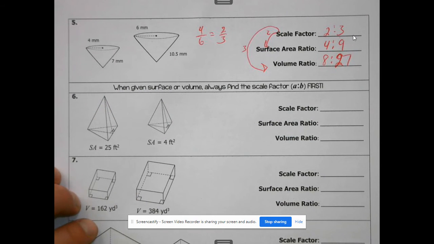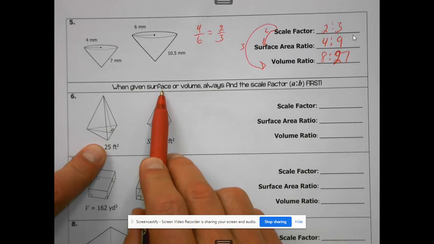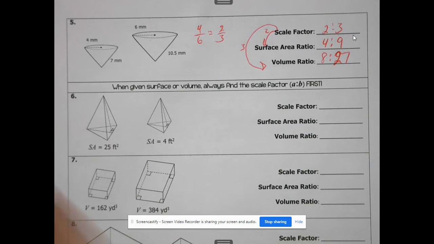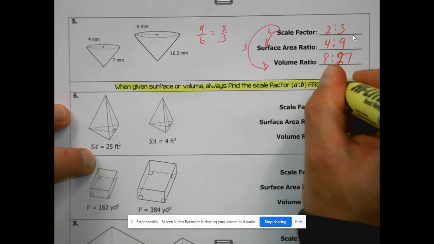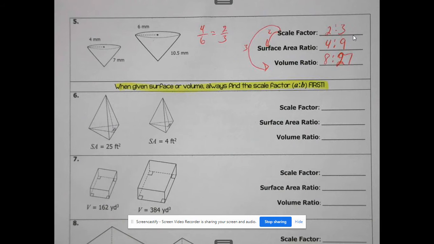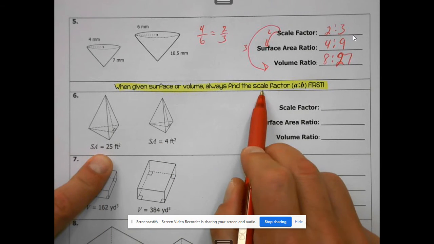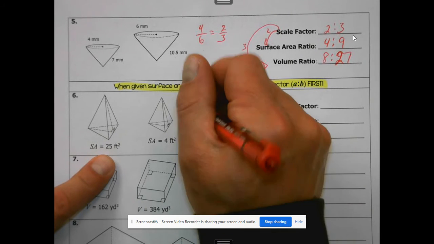Number 6. All right, when given a surface area or volume, always find the scale factor first. Always, always, always. This is going to come in handy a little bit here, so let's highlight that. All right, so we're given surface area. Find scale factor first. So, okay, well, how do I do that? What did you give me here?